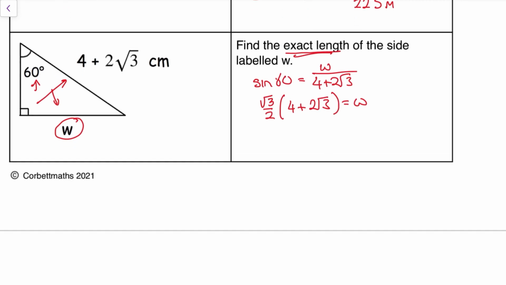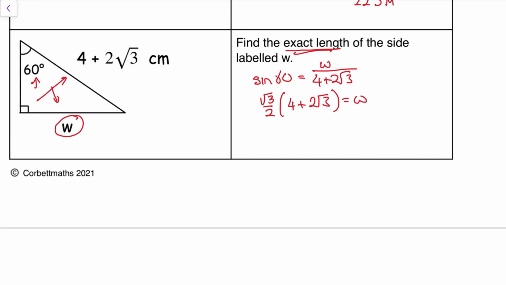And then basically I'm just going to tidy this up. So 4 times root 3 is 4 root 3 divided by 2, and root 3 times root 3 is 3, and 2 over 2 is equal to W. So my final answer for W is 4 divided by 2 is 2 root 3, and 2 divided by 2 is 1, plus 3. So my final answer is 2 root 3 plus 3.